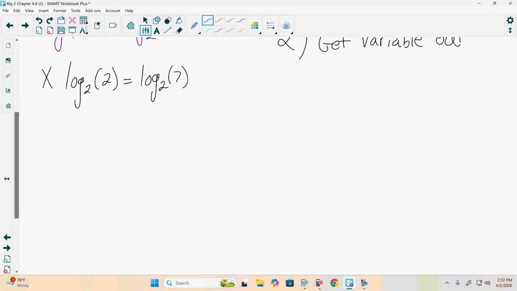Now, the specific reason I picked log base 2 of 2, well, let's actually think about how we've talked about this before, because log base 2 of 2 is really saying what? 2, this base, to what power gives us the number inside. So 2 to what power is 2? Well, that would be 1. So log base 2 of 2 realistically is 1, telling me that I have 1 times x, which would be x. Telling me that I have x is equal to log base 2 of 7.